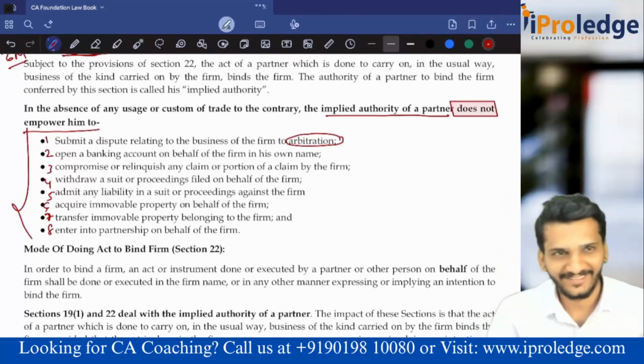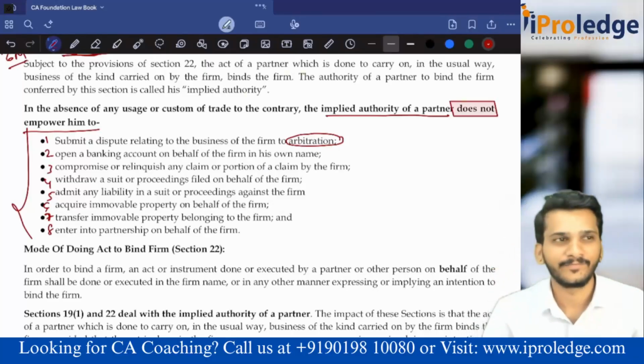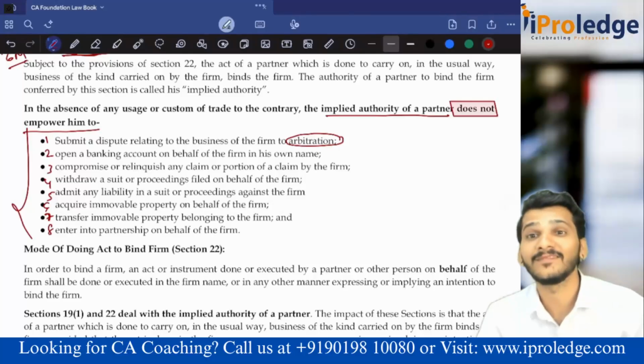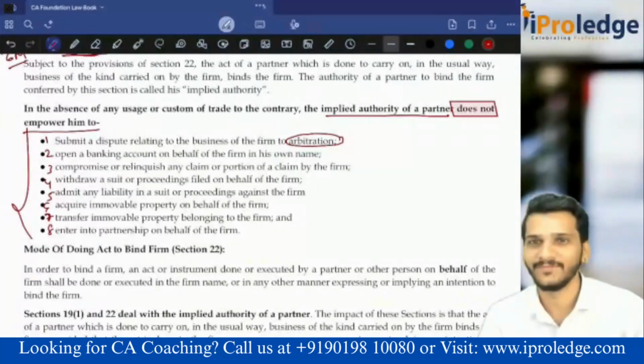10th is okay, but until unless it is pure, even a degree also, that's okay. Professional courses, that doesn't work.